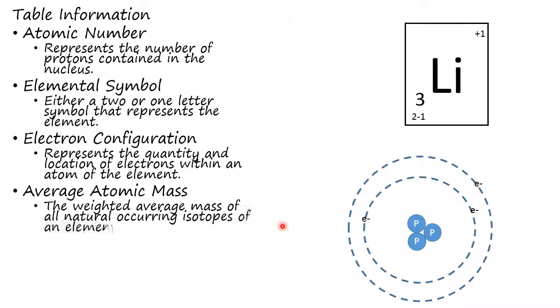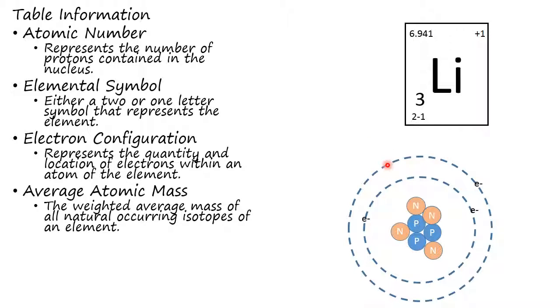The average atomic mass is another piece of information given to us on the periodic table, and it is the weighted average mass of all naturally occurring isotopes of an element. So if we look at lithium, lithium has an average atomic mass of 6.941 atomic mass units, and that means that the average mass of all atoms of lithium is closest to 6.941, which means the most common isotope of lithium has a mass number of 7, since 7 is the closest whole number.